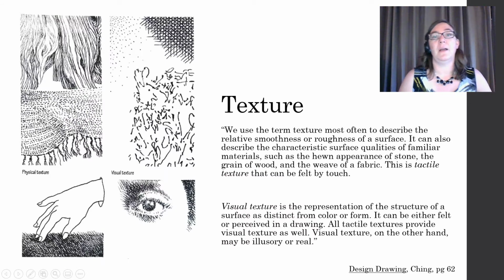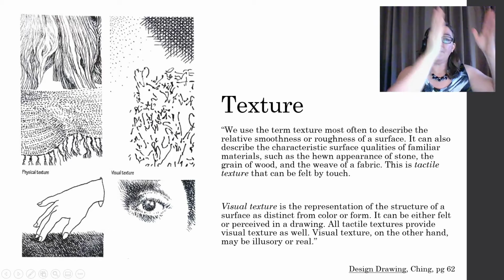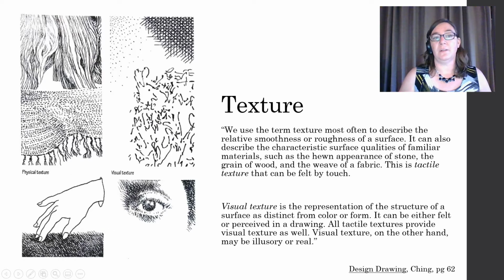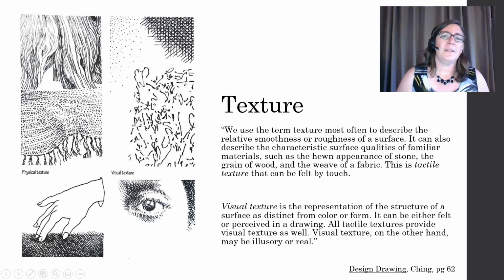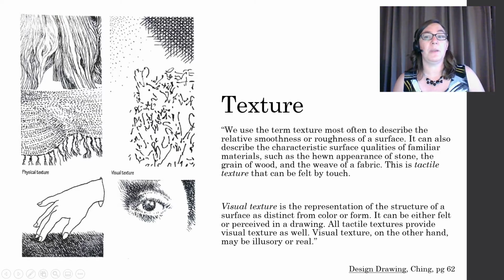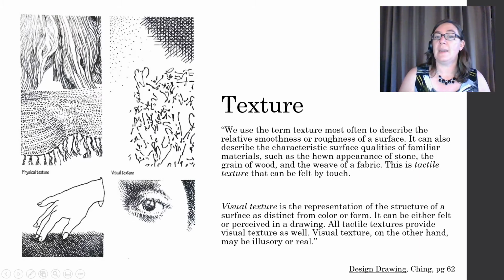Here's another example of this same idea from a different book. On the left, we have a column of physical texture, and on the right are some examples of visual texture. It says, we use the term texture most often to describe the relative smoothness or roughness of a surface. It can also describe the characteristic surface qualities of familiar materials, such as the hewn appearance of stone, the grain of wood, and the weave of a fabric.